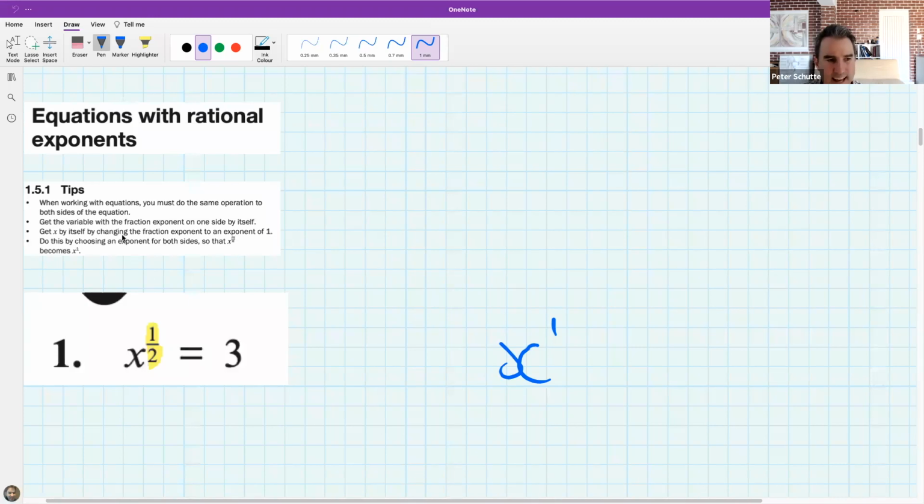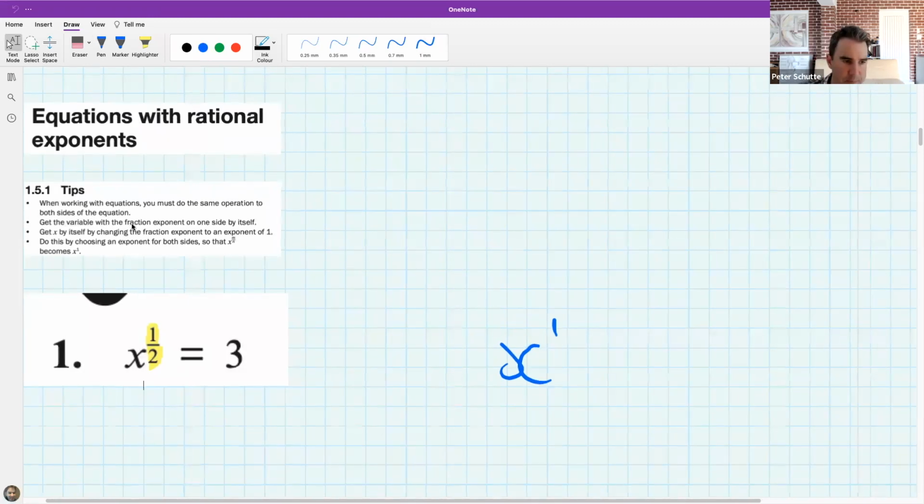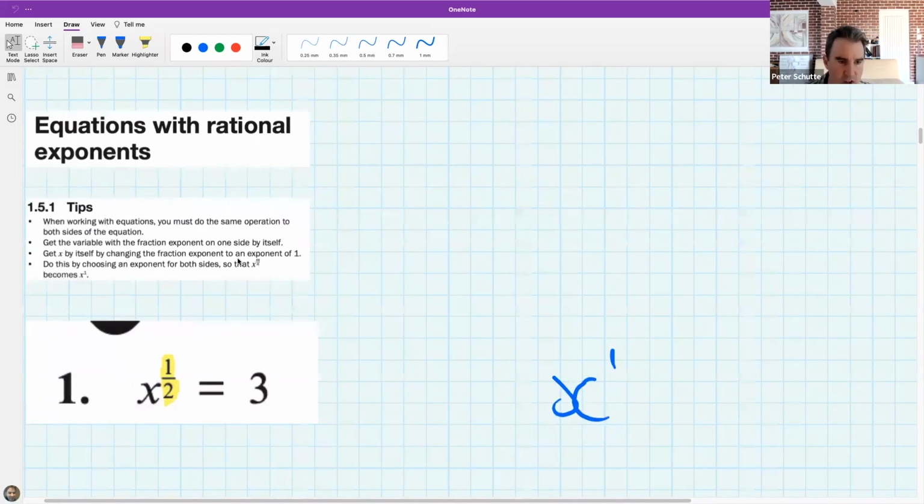So let's look at this little help guide over here to see if we can use it. It says, when working with equations, you must do the same operation to both sides of the equation. Okay, so whatever we do, we have to do it to both sides. That's nothing new. Get the variable with the fraction exponent on one side by itself. Okay, it's on one side by itself, no problem there. Get x by changing the fraction exponent to an exponent of 1. Now that's where the real work comes in.